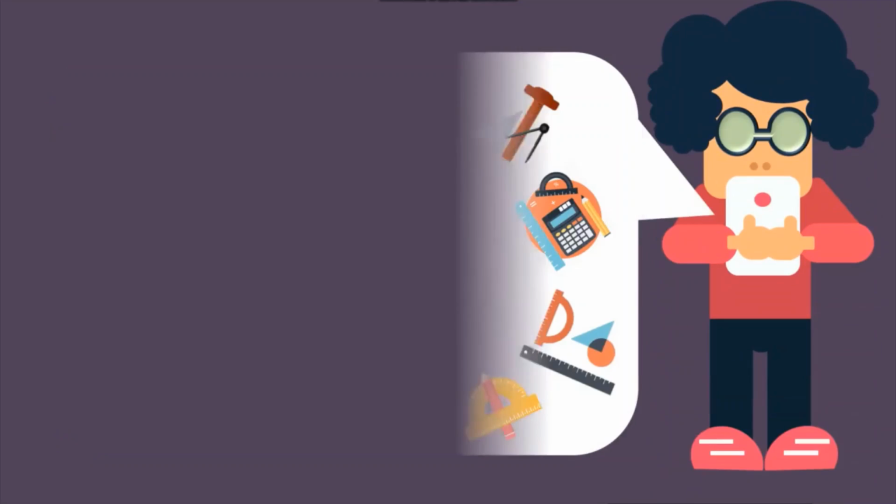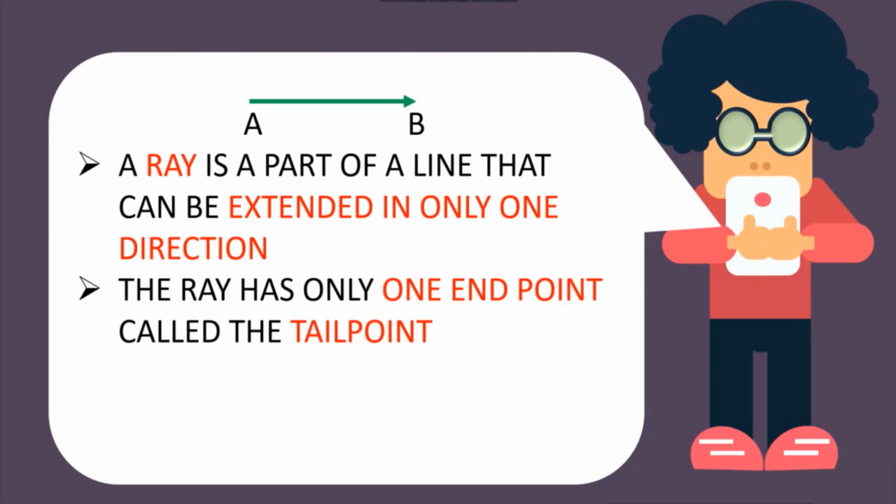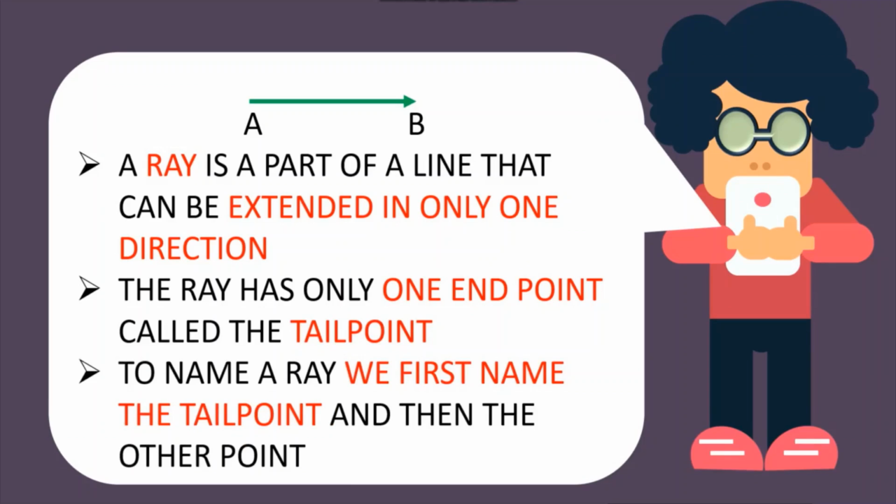The next is a ray. Now a ray can extend in one direction. That is, here it can extend only towards the direction B. The ray has only one end point, which is also called the tail point. When we name a ray, we first name the tail point and then the other point. Here we will write it as ray AB.